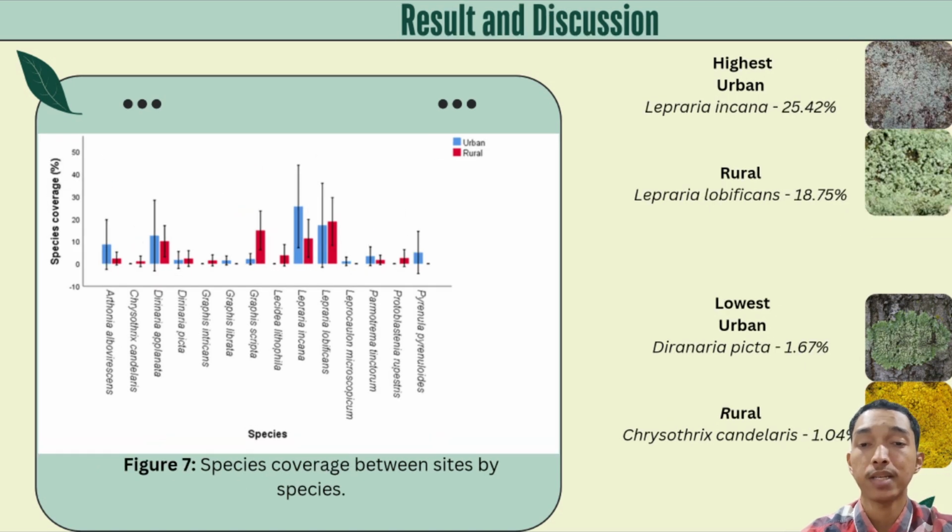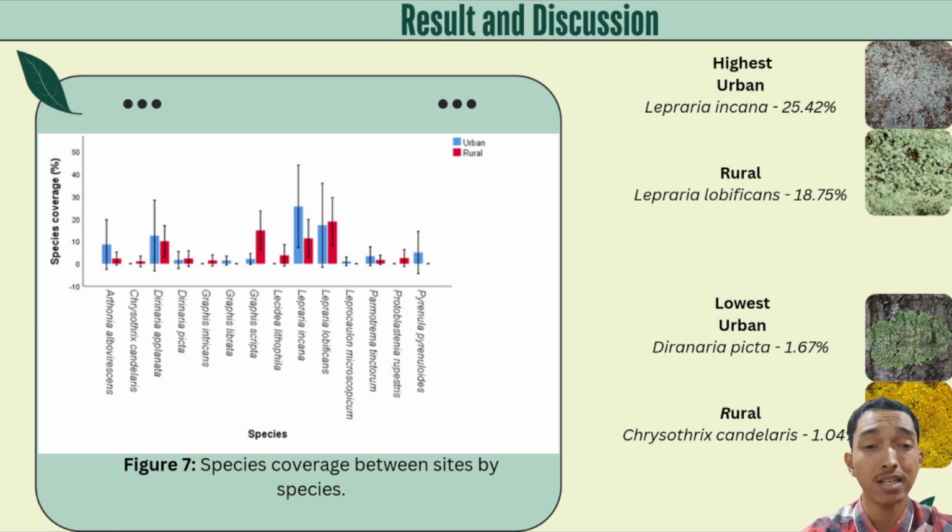In figure 7, species coverage between sites by species was analysed. The lowest were Dineraria picta at 1.67% and Chrysotrix candelaris at 1.04%. Dineraria picta shows a very low coverage at only 1.67%.